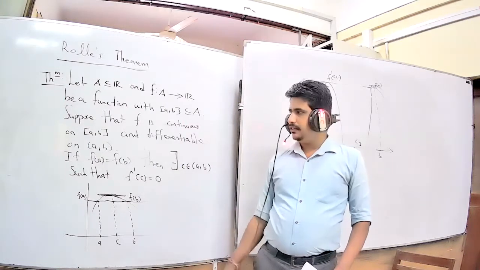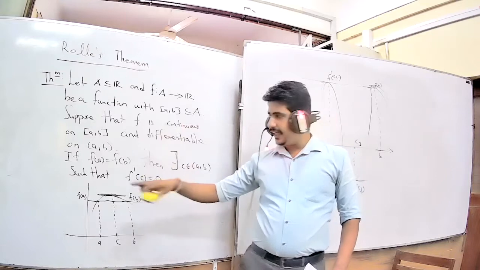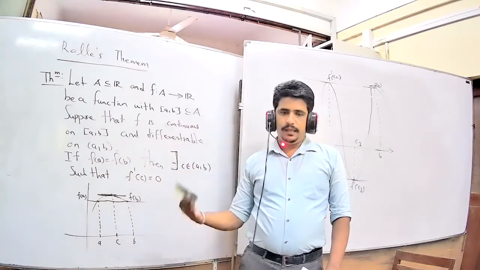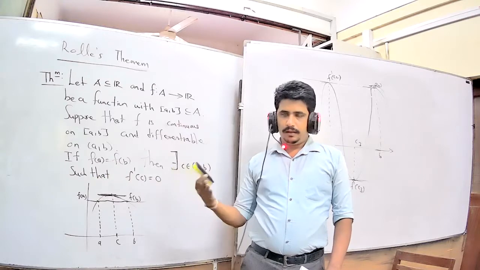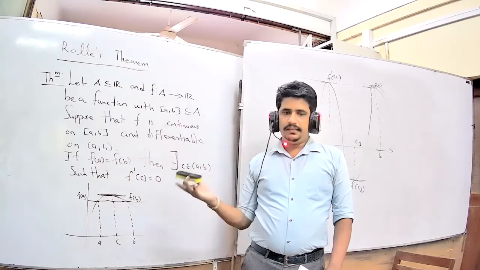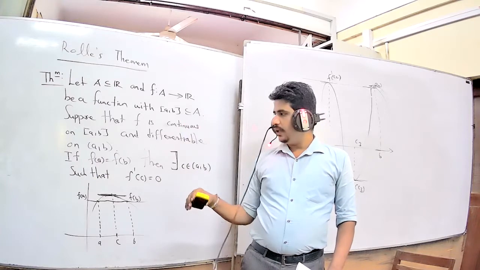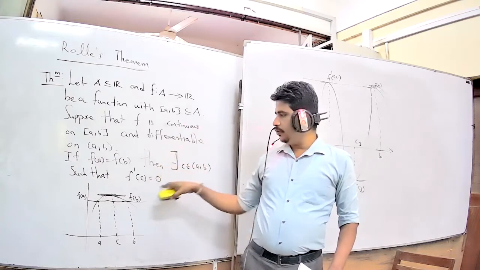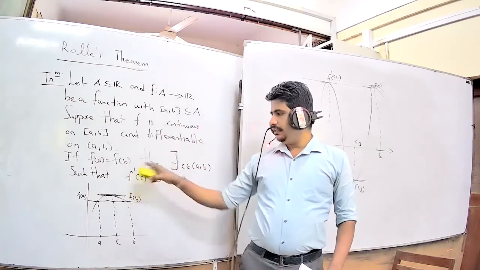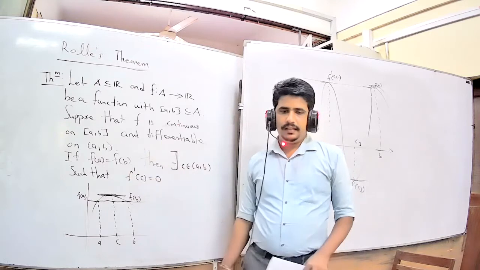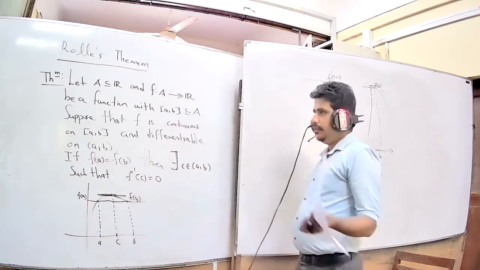Next, you want to check whether these two values are equal. You take f of a and f of b at the points a and b. If the condition f of a equals f of b holds, then you can apply this theorem and say f dash of c equals 0. Then you can find the c values within that interval. This type of question we will discuss now.